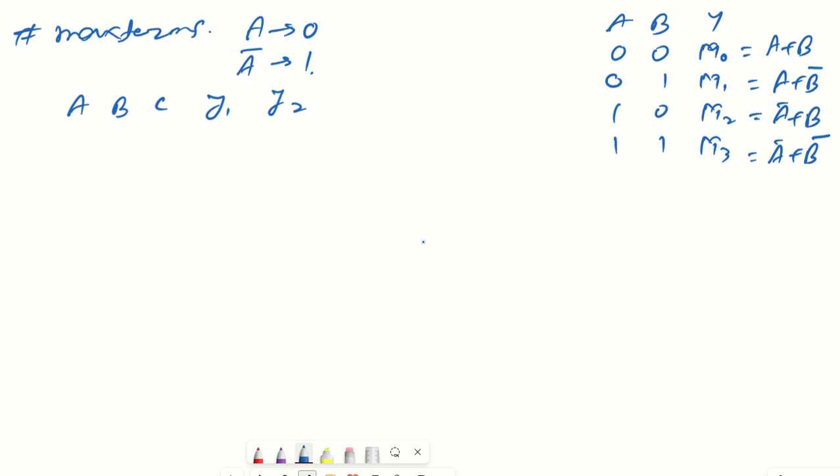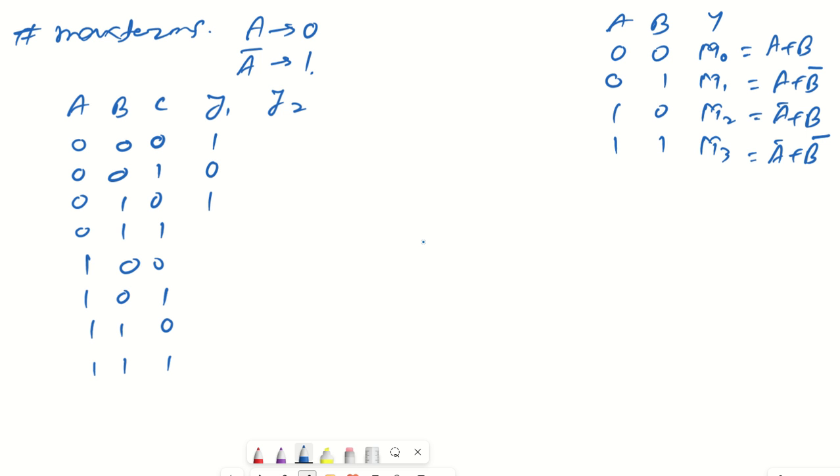Now let me give you an expression and you can represent this in terms of max terms. Let us say we have the variable values as 000, 001, 010, 011, 100, 101, 110, 111. So total 8 values are there. Now the expression for y1 is given as 1, 0, 1, 1, 0, 1, 0, 1. And y2 is 1, 1, 0, 0, 1, 0, 1, 0.